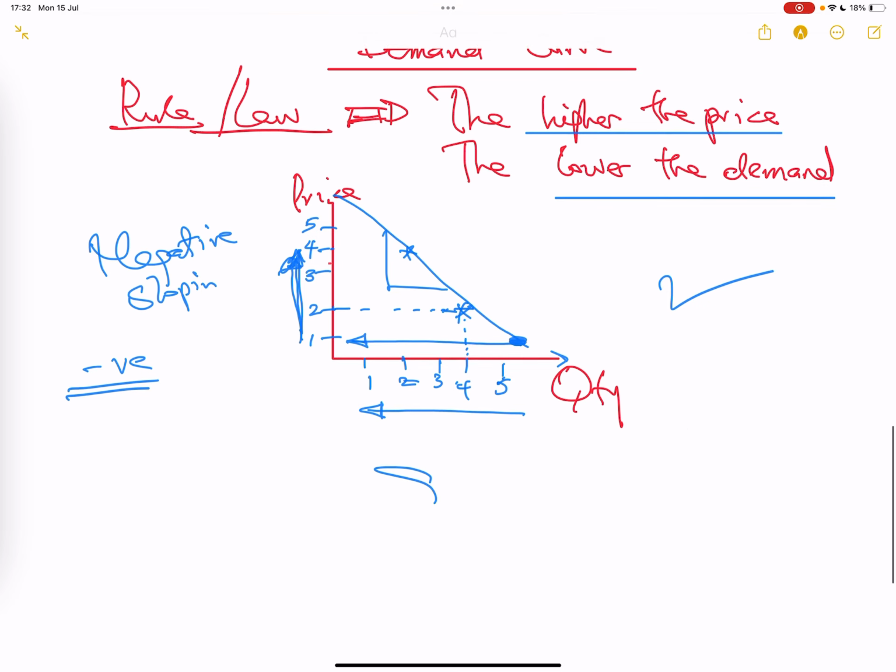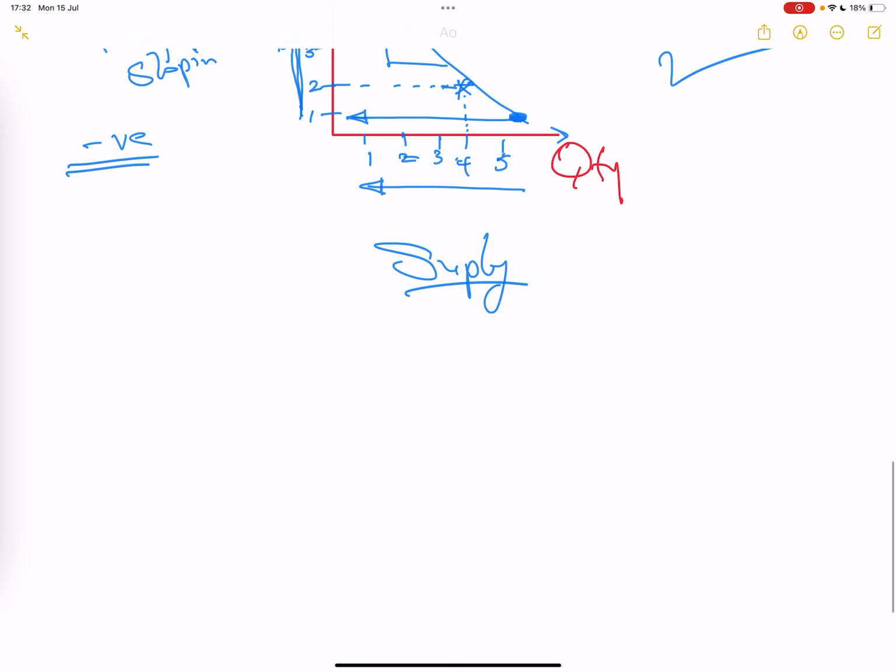Let's quickly talk about supply. Supply is just the quantity of goods that suppliers are willing to produce in a given period. So it's about what is available in the market to be purchased. Remember, demand is what customers or clients want to buy, but supply is the opposite: what the manufacturers, what the suppliers are willing to make available.